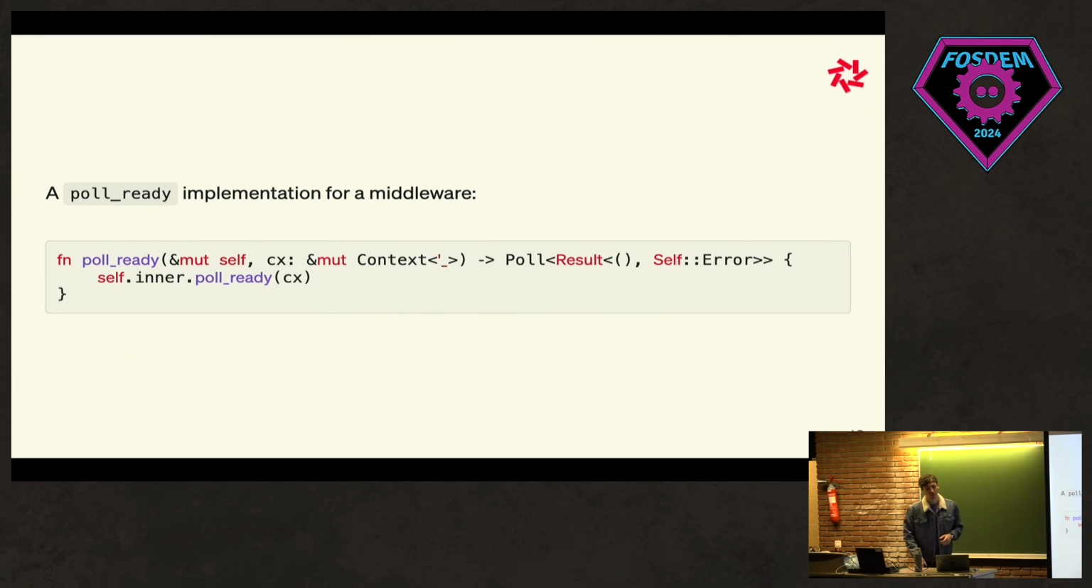And for the services that are middlewares, so they basically wrap an inner service, usually the implementation is really straightforward. You just delegate to the inner service, so you call poll_ready on the inner service, and you're done. So if you're not doing something too fancy in your service, usually it's going to boil down to those three use cases.